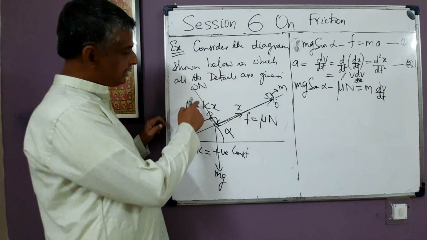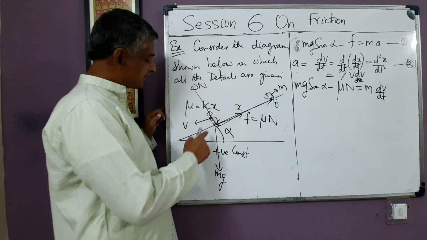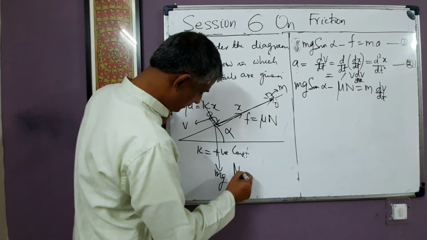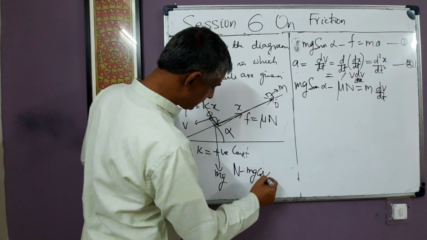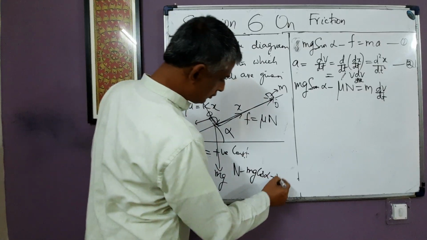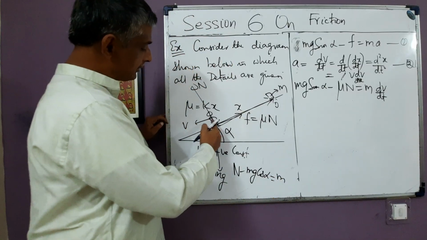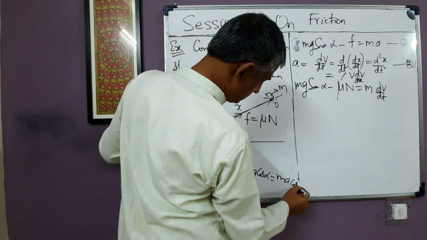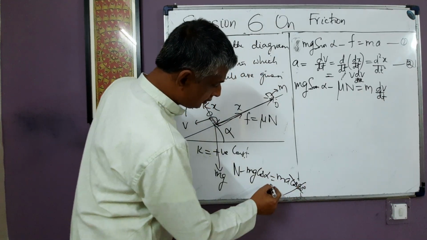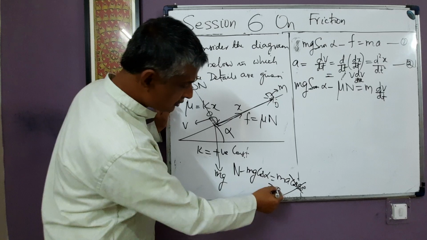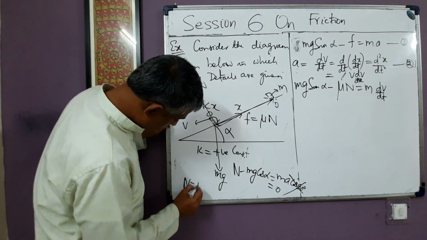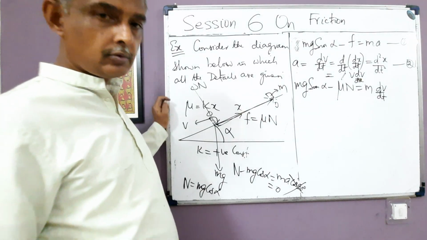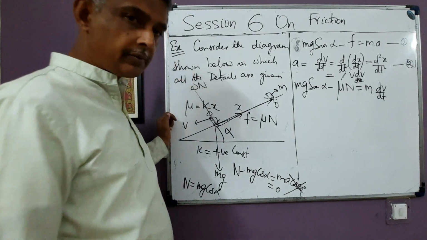Now, how do you find N? We apply Newton's second law to the block in the direction normal to the incline. N minus mg cos alpha is equal to mass times the acceleration of the block with respect to the ground in this direction, which is simply a cos 90 degrees. Now cos 90 degrees is known to be 0. So N minus mg cos alpha is 0, so N becomes mg cos alpha. This is the value of N.